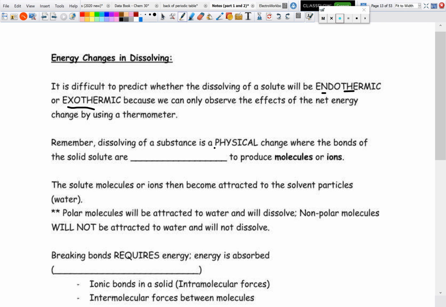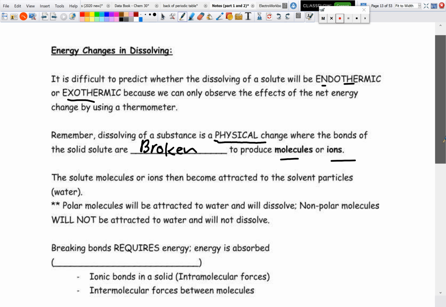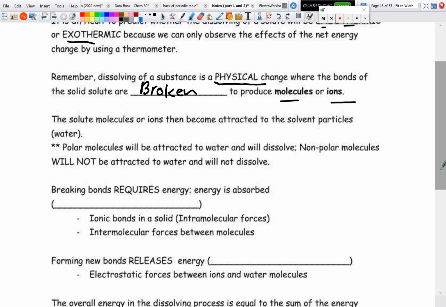Now, when we dissolve something, this is a physical change where bonds of the solid solute are broken to produce either molecules or ions, right? We're breaking intermolecular forces. And just remember, whenever we break something, that requires energy. So the solute molecules or ions become attracted to the solvent particles, which is water. So that's why polar molecules will be attracted to water and it will dissolve. Nonpolar molecules will not be attracted and it won't dissolve.